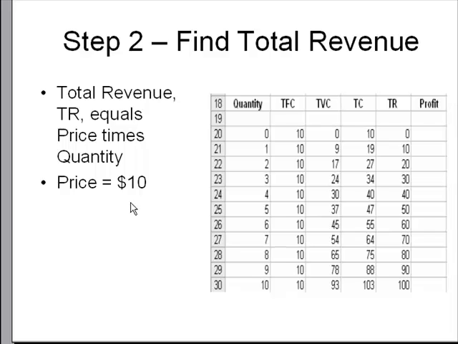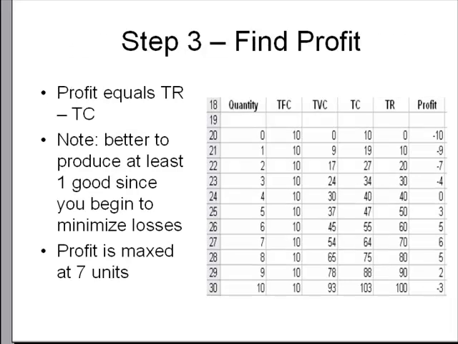Let's figure out our total revenue. If we're selling our output, Q, or quantity, at $10 because we're assuming a perfectly competitive firm, then if we sell one item at $10, we've made $10 in total revenue. If we sell two items at $10, we've made $20 in total revenue, etc. And you can see I've calculated total revenue.